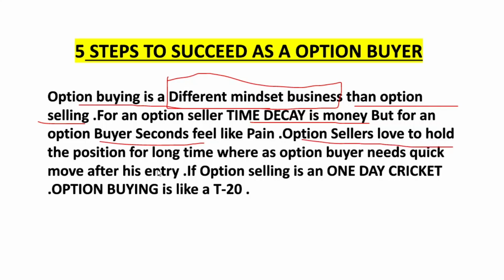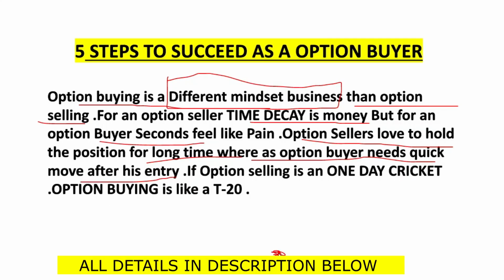Option sellers love to hold the position for a long time, whereas an option buyer needs a quick move after the entry. If an option seller takes an entry and the market moves in his favor, or even if it stays sideways, he will be making money. But for an option buyer, price should move in his direction, and it should move very quickly. If it moves in his favor and then stays sideways, the option buyer will not make any money. That is one of the major reasons why option buyers lose money in the market.